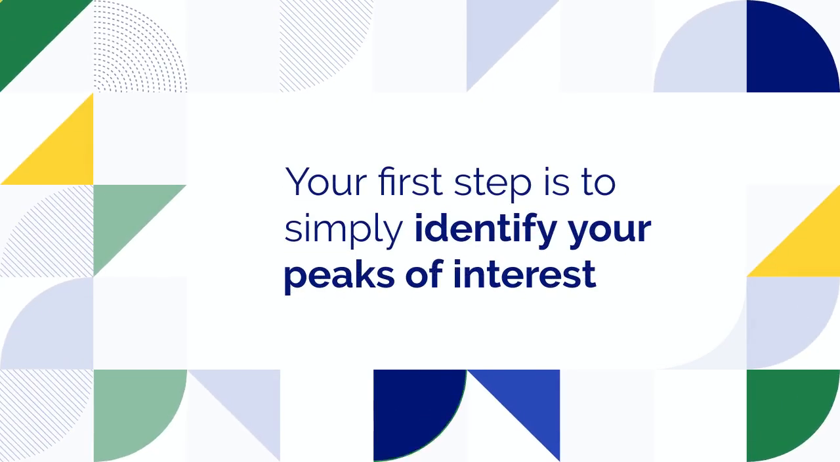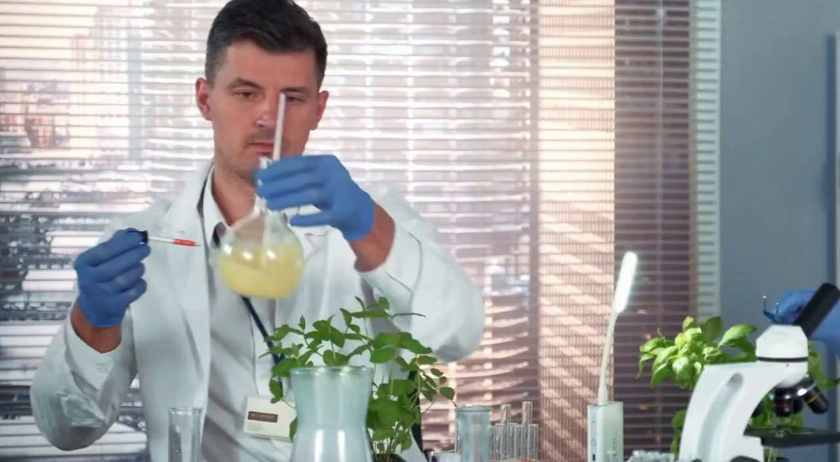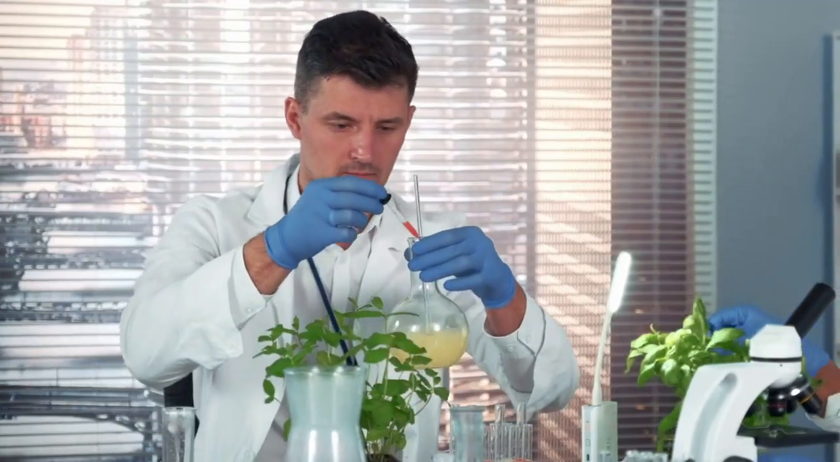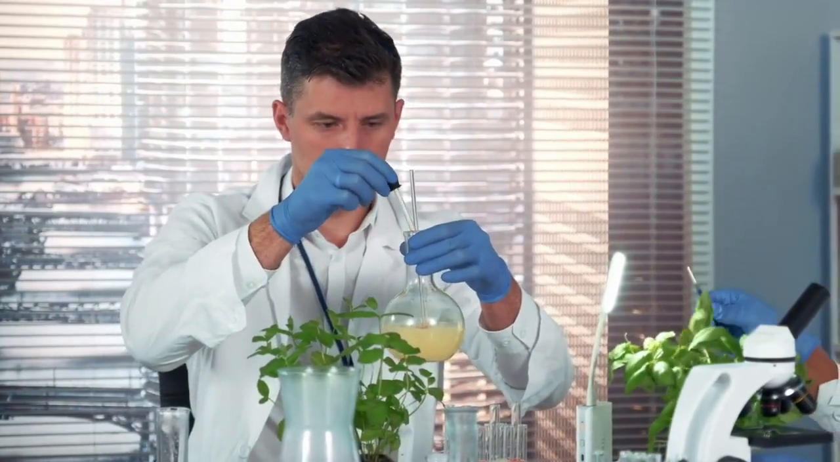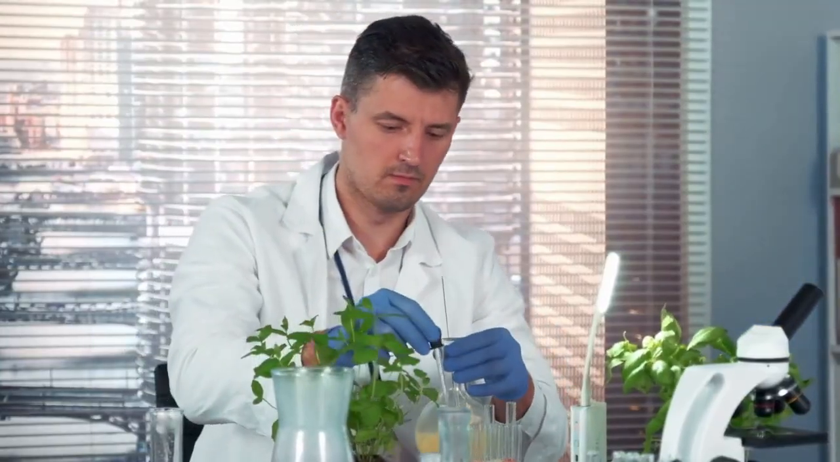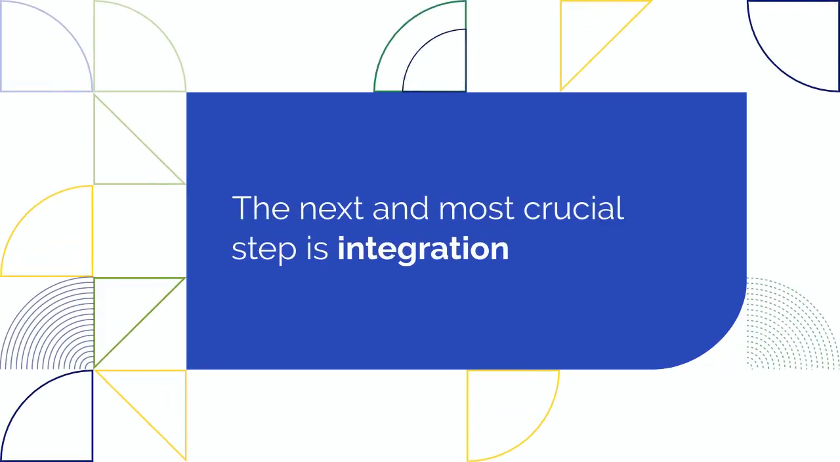Your first step is to simply identify your peaks of interest. You need to know which peak is compound A and which is compound B, which is usually done by running known standards beforehand. The next, and most crucial step, is integration.